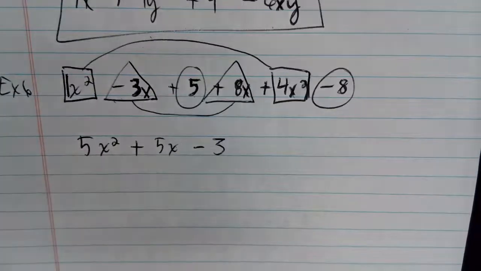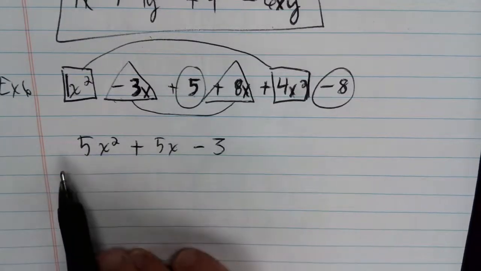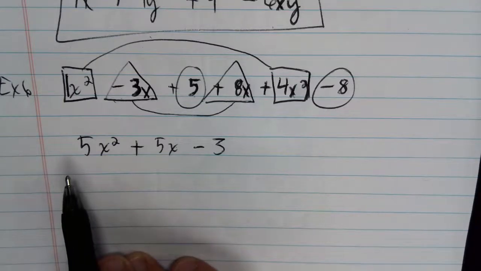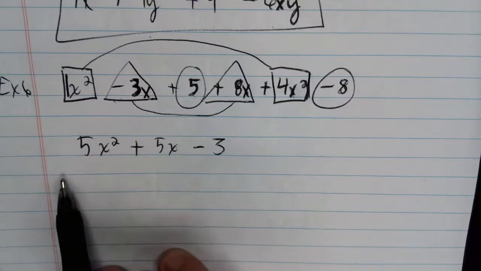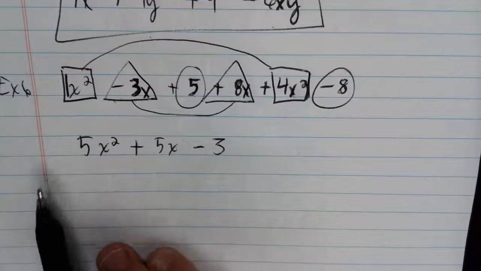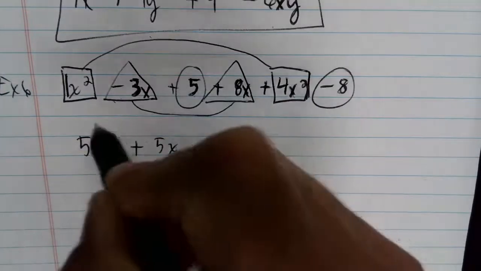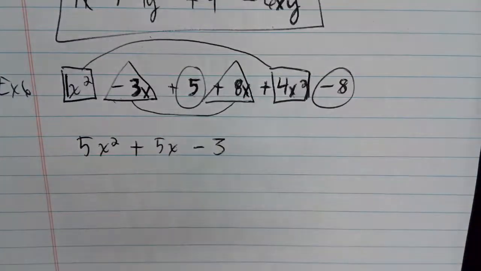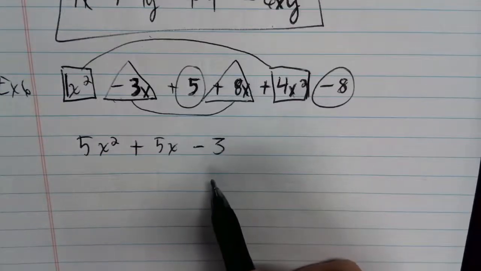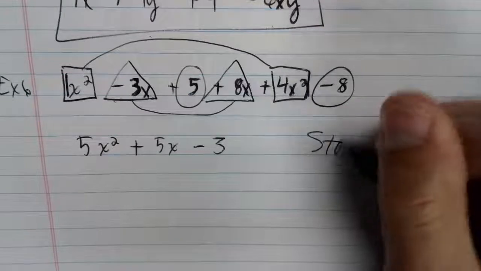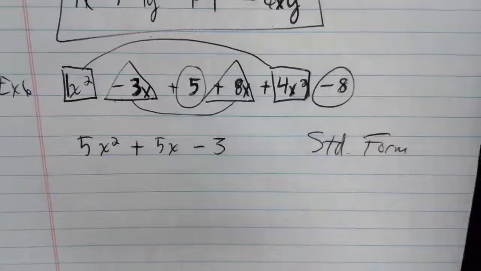Sure. I'm going to clue you in on something, though. You're going to learn something called standard form next year. And standard form requires that you write it this way. You start with the variable that has the highest exponent, and you work your way in descending order. And the constant comes last. Okay?